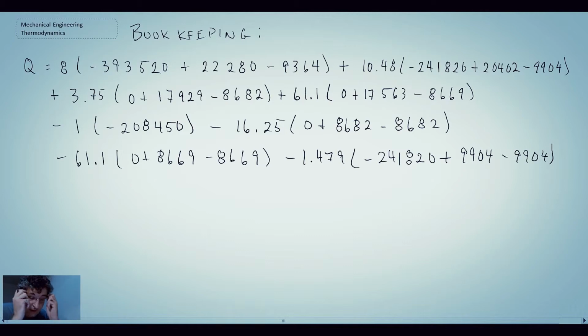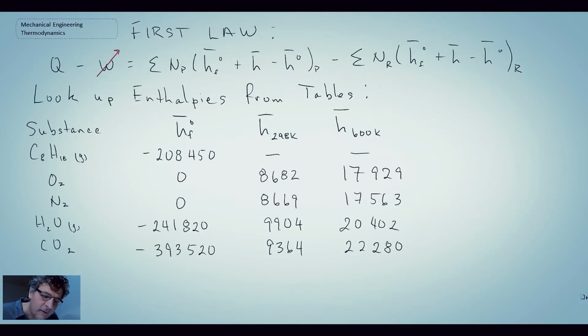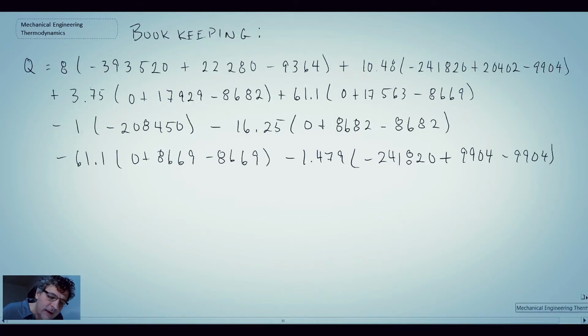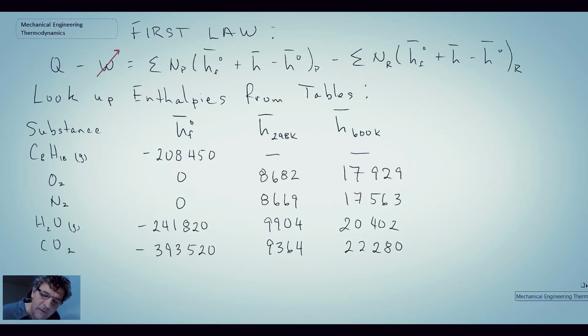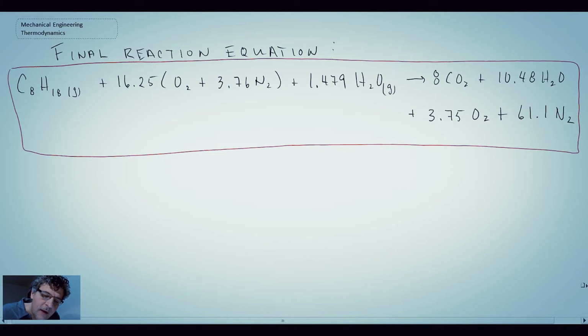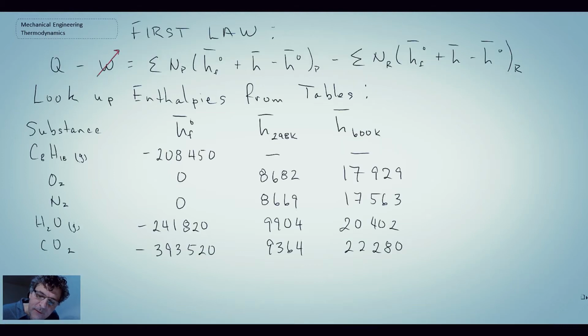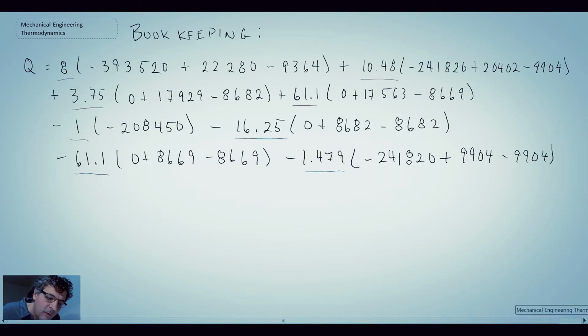So that's the bookkeeping that we have, and if you look back at our first law, we're starting with the products, and then we go on to the reactants. So the products in this equation are here, here, here, and here, and then when we're subtracting, those are the reactants. And you'll notice the reactants were at 25 degrees C, so in certain cases where we have no enthalpy of formation, for example, the one at 16.25, if we go back to our reaction, 16.25 was either oxygen or nitrogen.